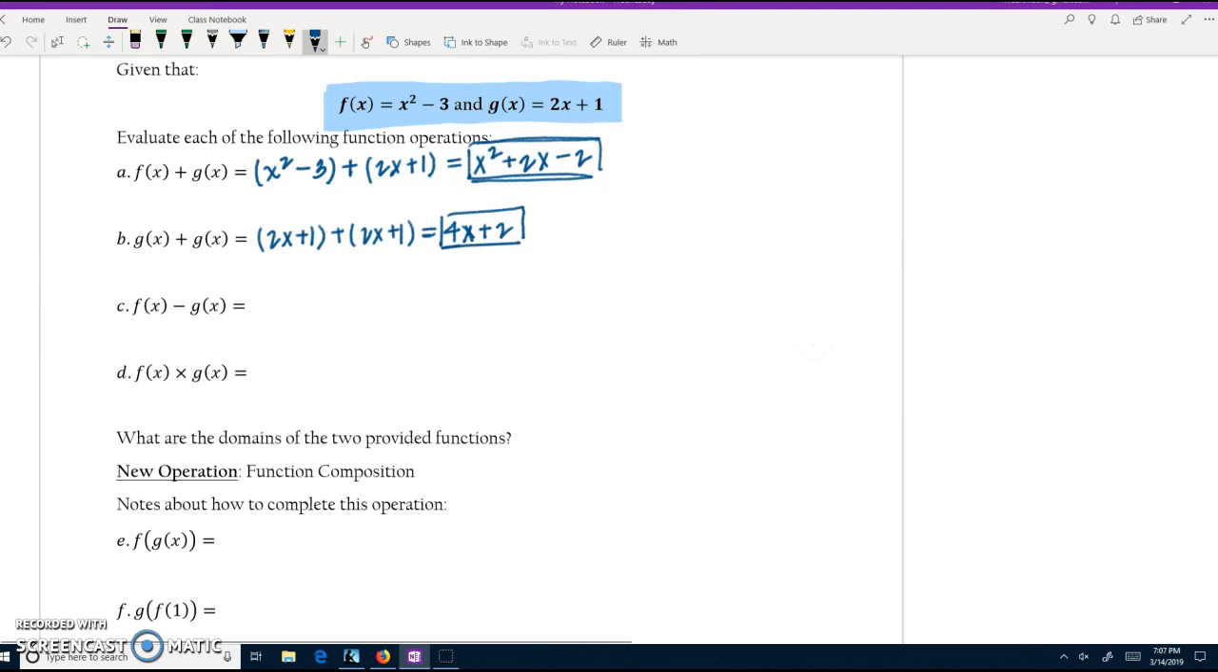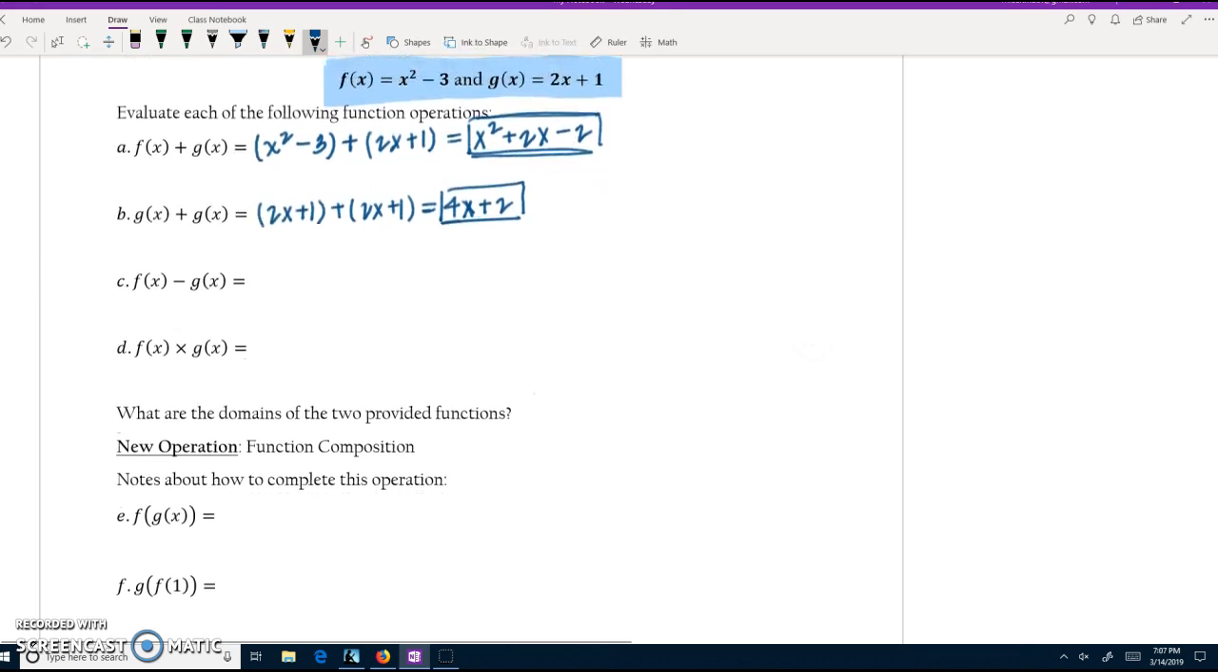Then we have some subtraction. So this one gives us f of x minus g of x. So that's just going to be our x squared operation minus our g of x operation. Again, we can't really do anything with the quadratic or the linear term, so we just have to write those out. But here we'll have negative 3 minus 1 more, so we'll end up with negative 4 at the end here.